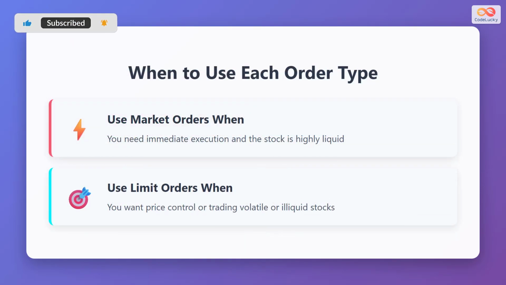Knowing when to use each order type is critical. Use market orders when you need immediate execution and you're trading highly liquid stocks where the price won't move much between when you place the order and when it fills. They're ideal for getting into or out of positions quickly. Use limit orders when you want price control, especially with volatile stocks that have large price swings or with illiquid stocks that don't trade frequently. Limit orders protect you from overpaying or underselling in unpredictable market conditions.